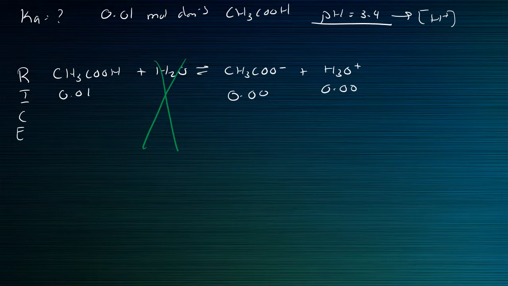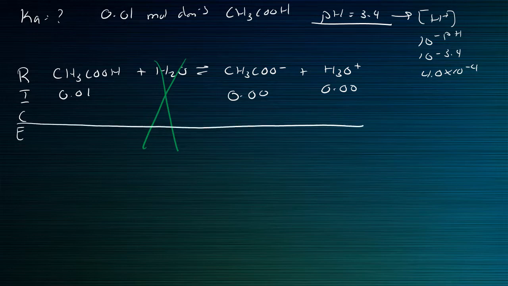Well, then how do I find that? Lucky for us, we have a calculation: 10 to the negative pH, right? So we want to take 10 to the negative 3.4, and that is going to give us 4.0 times 10 to the negative 4. So that is what it becomes at our equilibrium. So we have 4.0 times 10 to the negative 4, which means that's what we had to change by. And because it's a 1-to-1 ratio, our ion is also 4.0 times 10 to the negative 4.